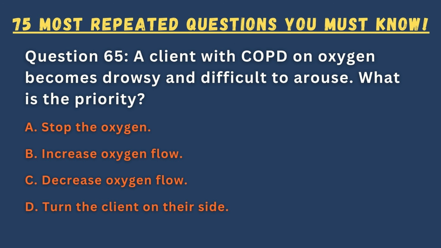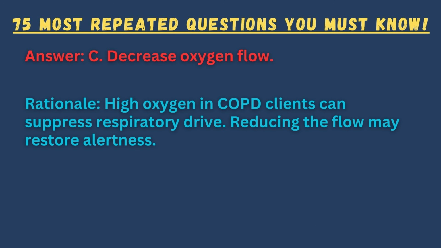Question 65. A client with COPD on oxygen becomes drowsy and difficult to arouse. What is the priority? A. Stop the oxygen. B. Increase oxygen flow. C. Decrease oxygen flow. D. Turn the client on their side. Answer. C. Decrease oxygen flow. Rationale. High oxygen in COPD clients can suppress respiratory drive. Reducing the flow may restore alertness.